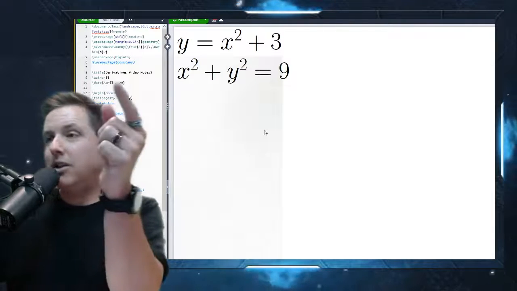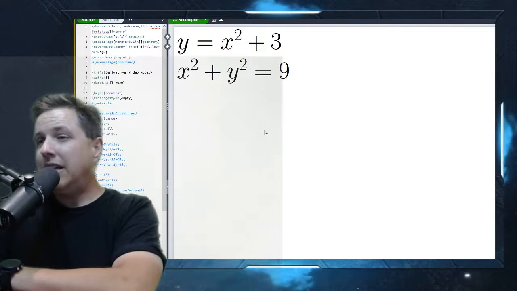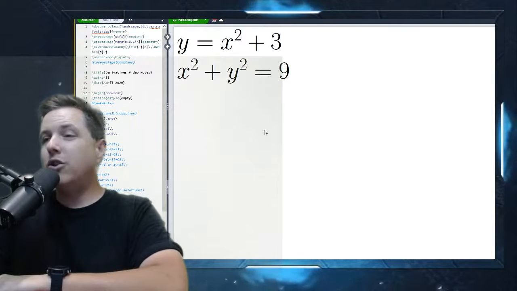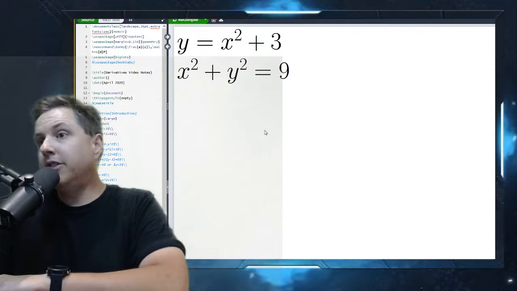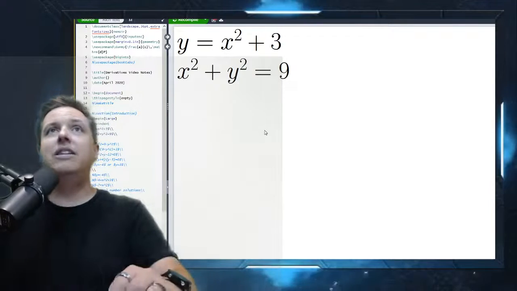And you even have to be a little bit careful, because if you make a poor choice for substitution, you're going to create an equation that's really hard to solve. And obviously we don't want that, right? We want to create equations that are easier to solve. We want things to get easier, not worse.